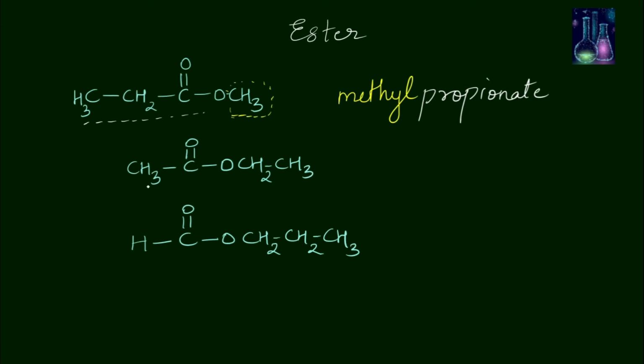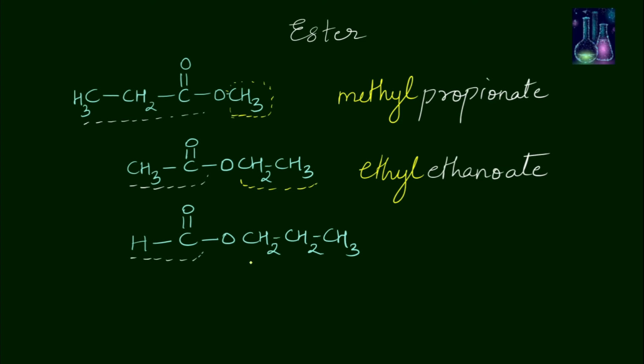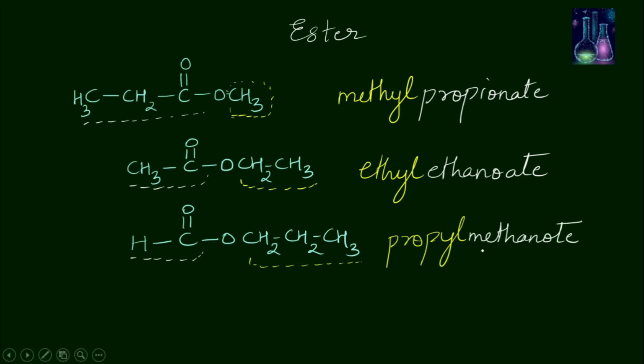In the next example, the parent has 2 carbons and the substituent also has 2 carbons. So ethyl is the substituent and ethanoate. In the next example, the parent has just 1 carbon and the substituent has 3 carbons. So therefore the name of the molecule is propyl methanoate. Methanoate. I hope you understood the examples.